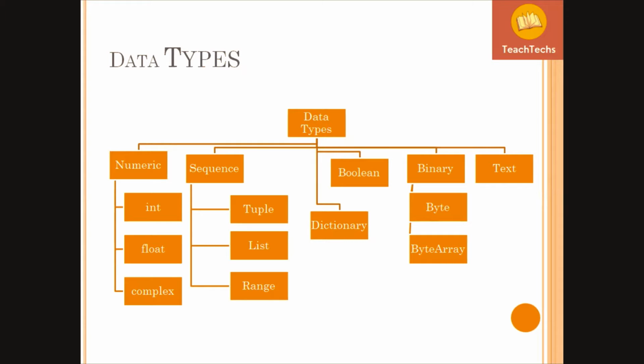The first and foremost data type is numeric. Under numeric, Python supports integer, float, and complex type of data to be stored. The second data type is sequence. Under sequence, you have tuple, list, and range type of values that can be stored in a variable. The third is dictionary. The fourth type is Boolean values. The fifth type is binary. Under binary, we have byte and byte array type of data. Python also supports text or string. Data can be stored in a variable with the help of data types.